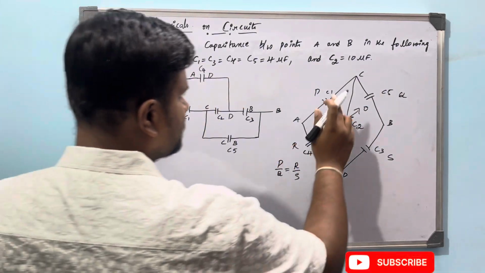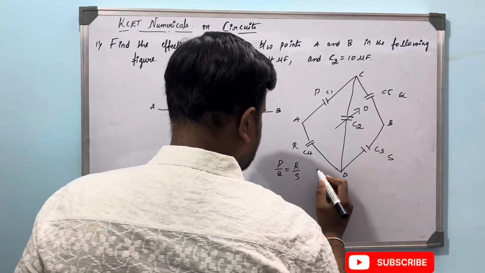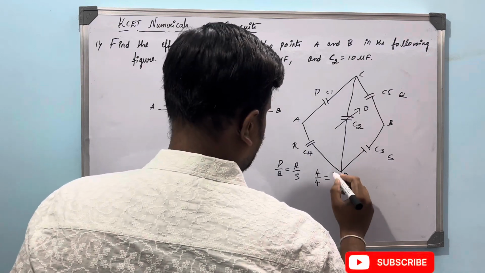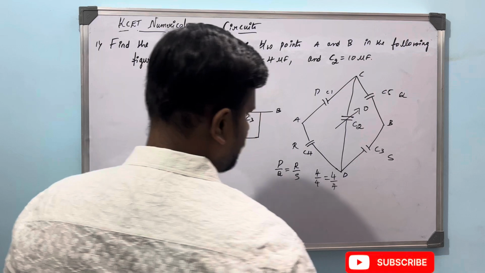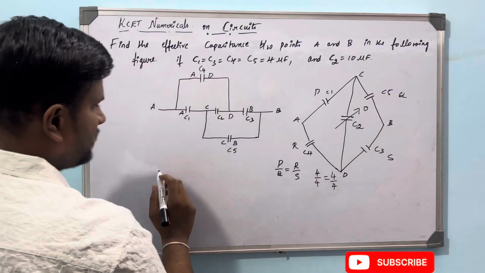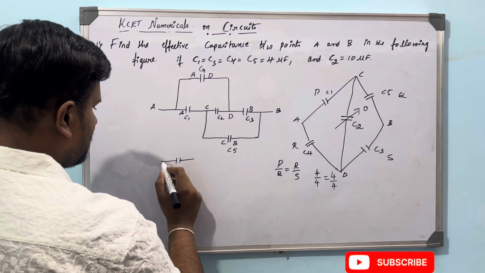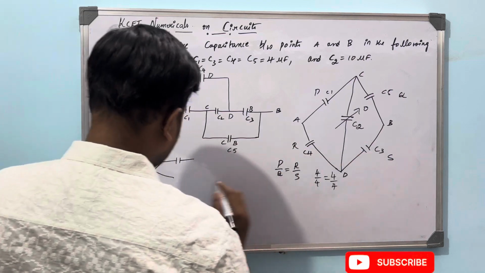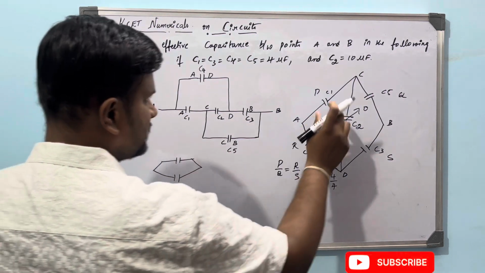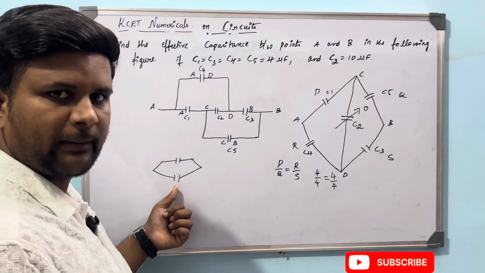Now what are the values of C1, C2, C4 and C5? All the values are 4 only, so 4 by 4 is equal to 4 by 4. Now these two are in series, and again these two are in series. So I have replaced the two capacitors with only one capacitor.